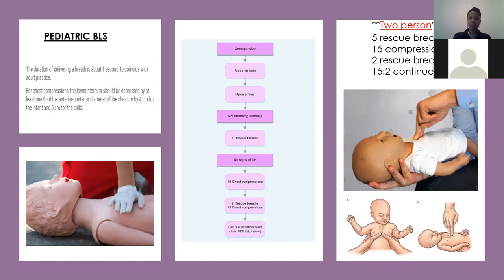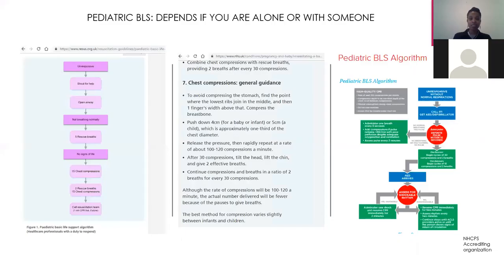So those are the little tidbits with pediatric BLS. Adult BLS is not too bad. Pediatric is where people have the problem. Oh, good.